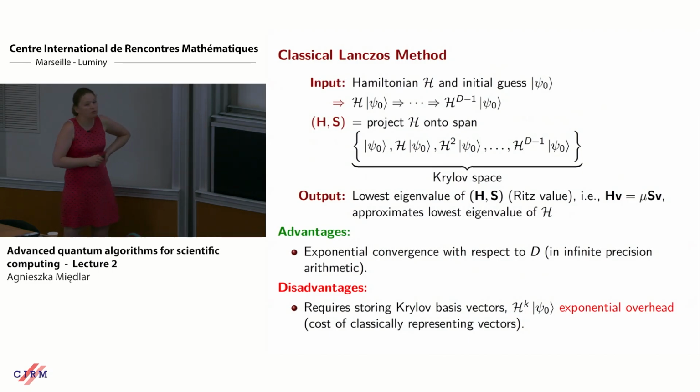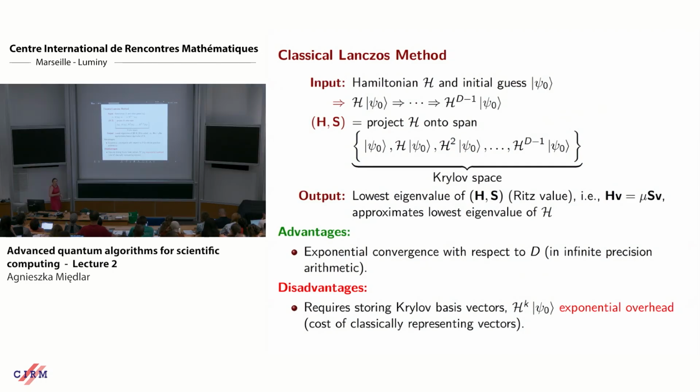So the advantage of this classical idea, if we apply it straightforwardly, is that we have exponential convergence with respect to D in infinite precision arithmetic. I'm assuming that everything is exact, on paper. The larger the space, of course, the more accurate, but the larger the space, the more we have to pay. But with respect to D, since it's exponential convergence, a reasonable size D is enough.